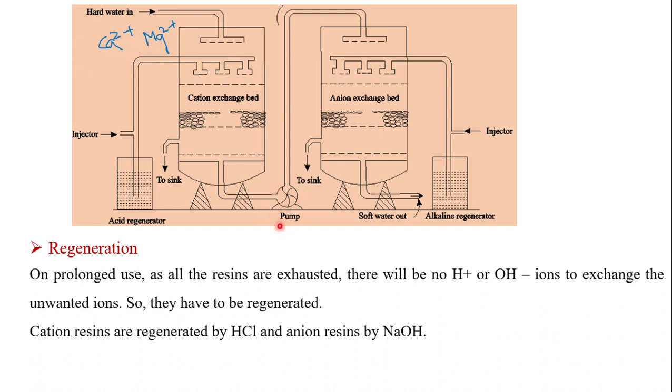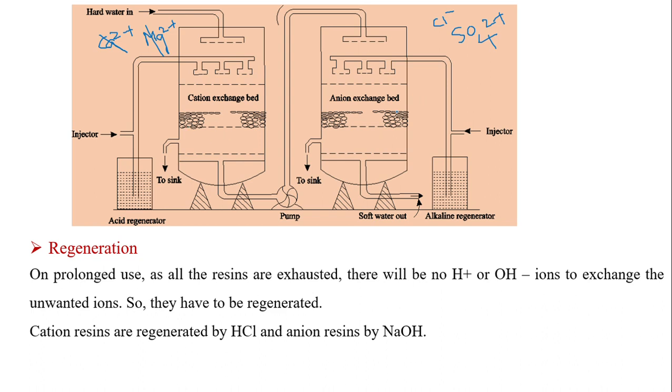With the help of a compressor, it is pumped into the second column. The second column is filled with the anion exchange resin, which means it is capable of exchanging the anions. What are the anions causing the hardness? It is Cl minus ions and SO4 2 minus ions. The water now does not have the cations like calcium and magnesium. All these are trapped by our resin.